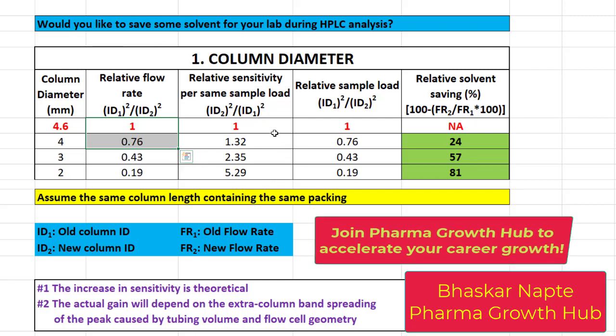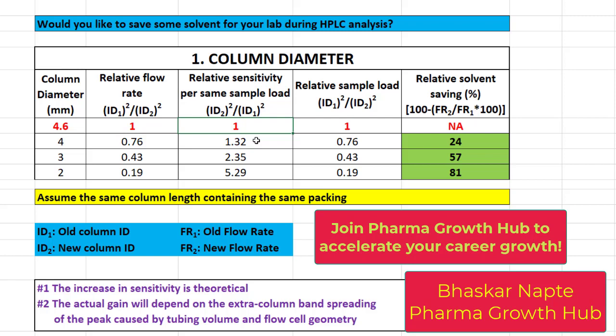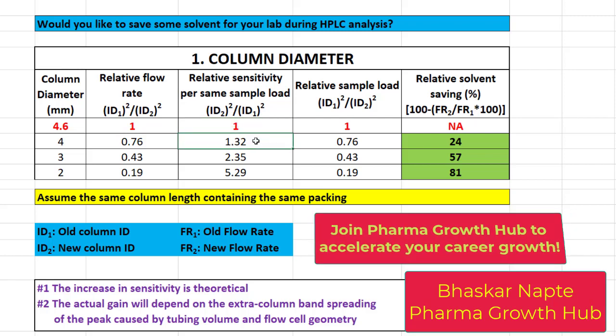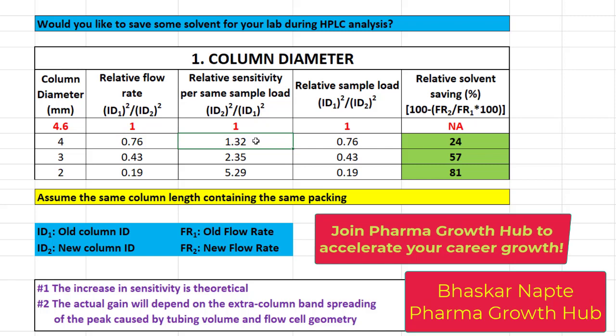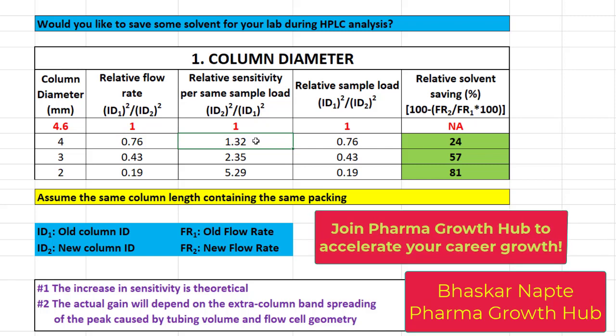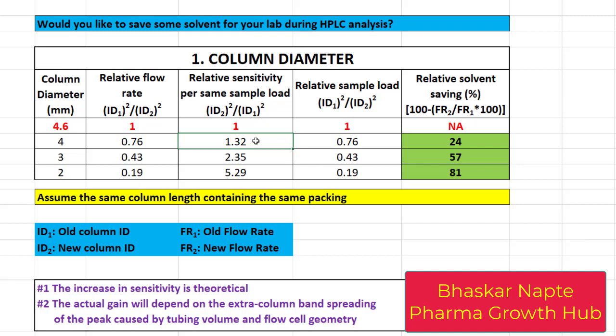The relative sensitivity will get increased by 1.32 times, and this is the theoretical value. This can be lower or higher, but you can certainly be assured that the sensitivity for your analyte will get increased once you decrease the diameter of the column. The sample load will get reduced, because the available surface area will get reduced because of the lower diameter column, and hence you may have to compromise a little on the sample load, but that should not be a worry as your sensitivity has increased manyfold.